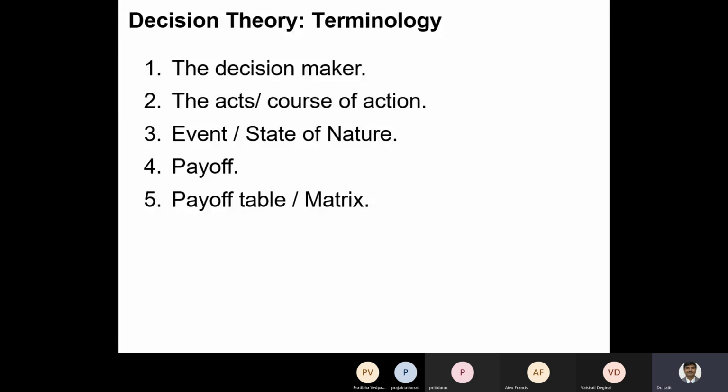Okay. Now, the events describe the possible behavior of environment. Okay, means how your economy will grow, whether it will grow rapidly or moderately or it will contract. Okay, so events basically describe the possible behavior of environment, and these behaviors are beyond the control of the decision maker.